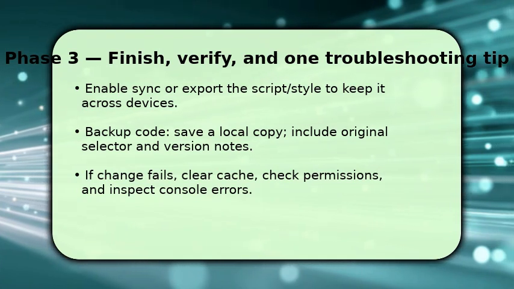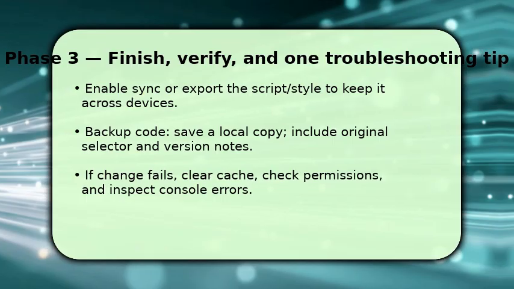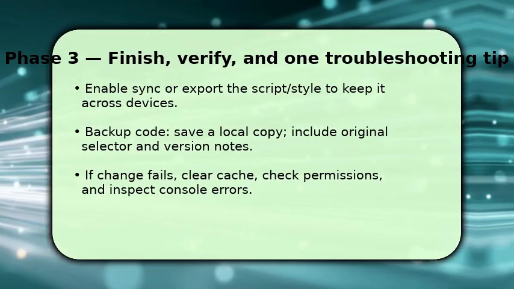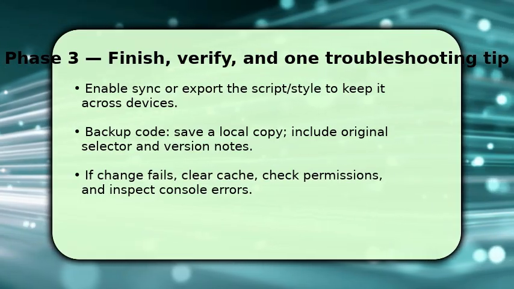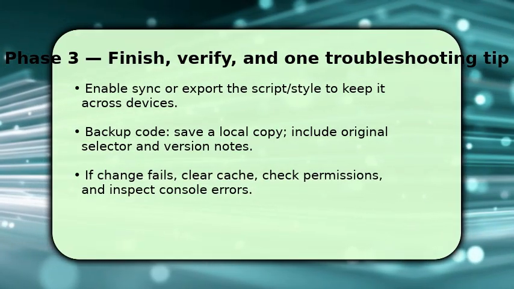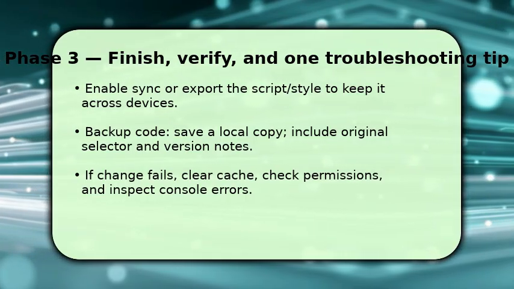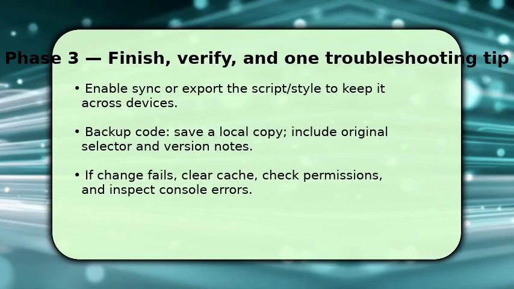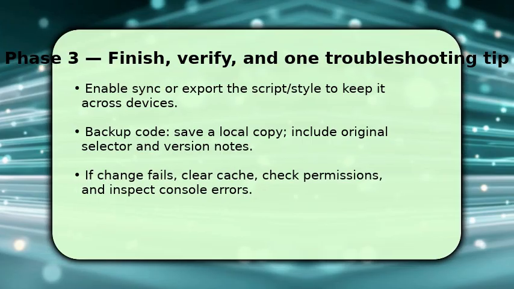Export a copy for backup and include notes about the doodle selector and the date. Google changes classes occasionally. If the replacement stops working, clear your cache, confirm the manager has Google.com permission, and inspect the console for errors. Most failures are selector mismatches or blocked mixed content. If needed, update the URL or switch to a data image base 64 to avoid remote host issues.